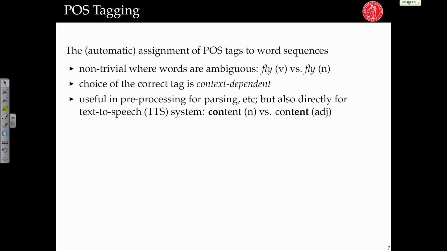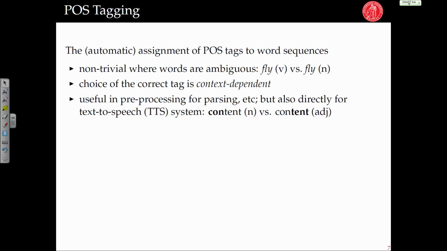And this task of assigning parts of speech is useful as a pre-processing step for parsing, syntactic parsing, building syntactic structures for sentences, which we will be looking at starting from next week. But they can also be directly usable for applications such as text-to-speech systems. So these systems, given a text, read it out loud for you. You find it nowadays on many websites providing this. You open an article and you can actually get the website to read it out loud for you.